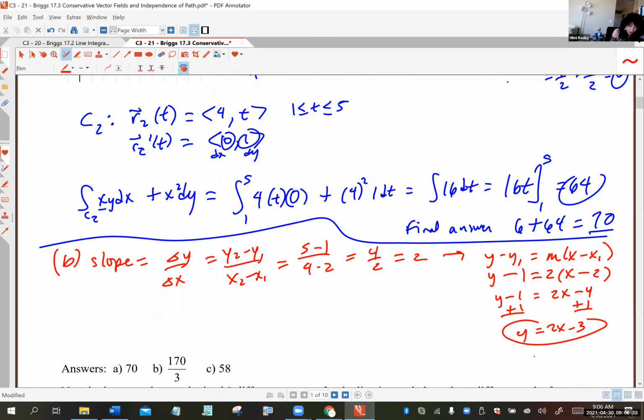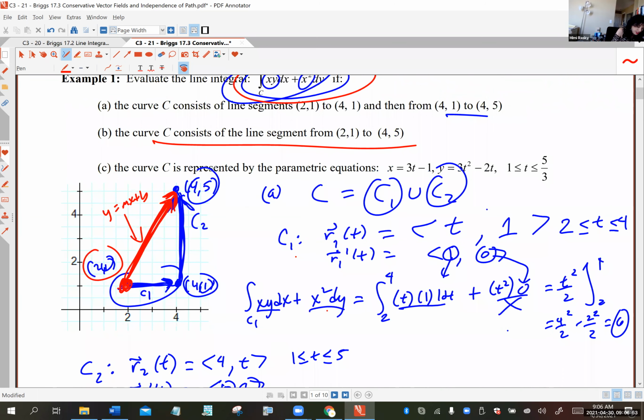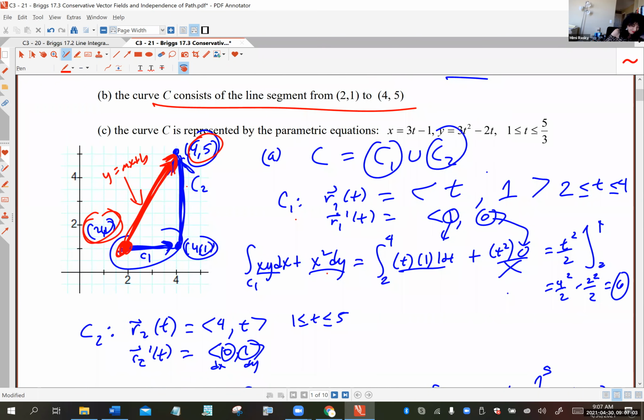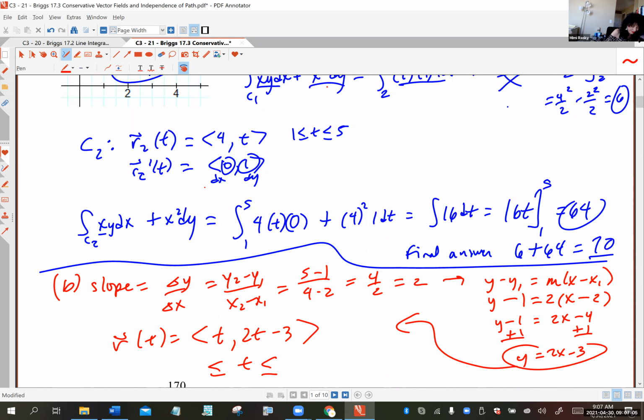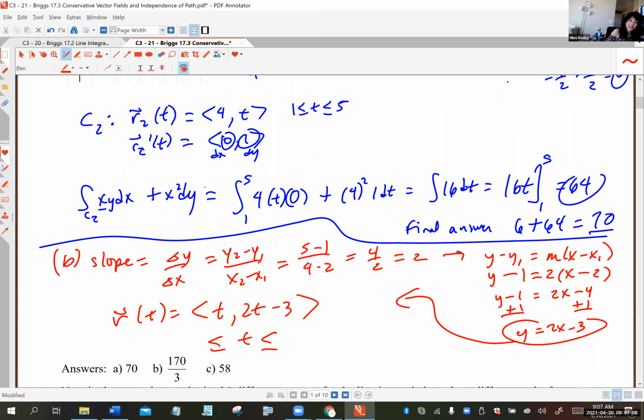And if I'm going to parameterize that, then my r of t, since that's a function of x, I'll let x be t, and y is 2x minus 3, so that's 2t minus 3. And now I have to choose an interval of time that matches the starting and stopping points of this line segment. So what should I do here to make sure that I start here at (2, 1), but finish at (4, 5)? What should be my starting and stopping times? What do you guys think? Thoughts?